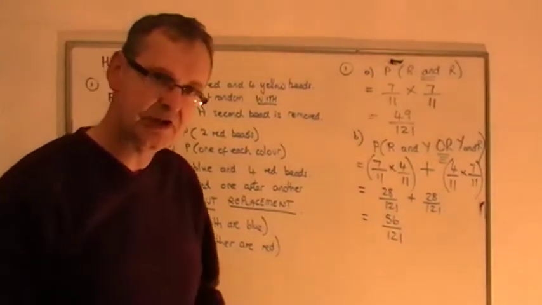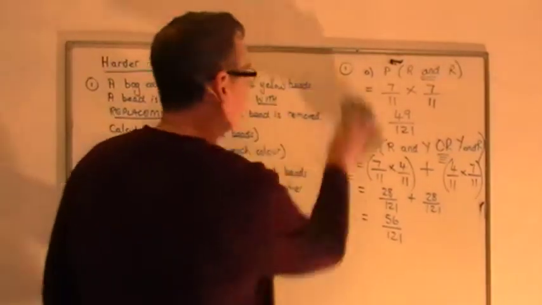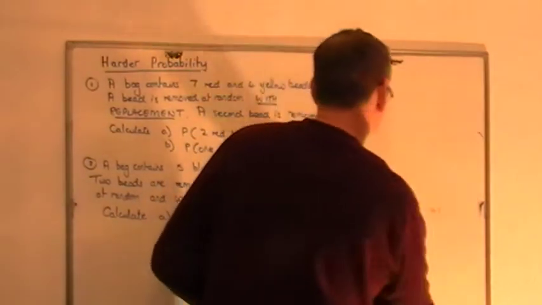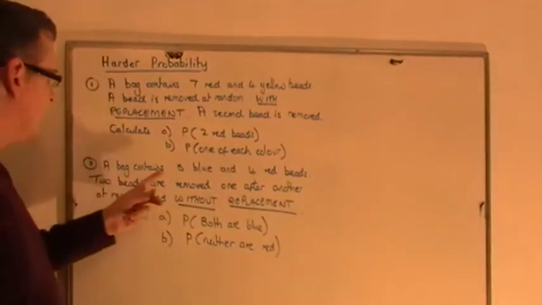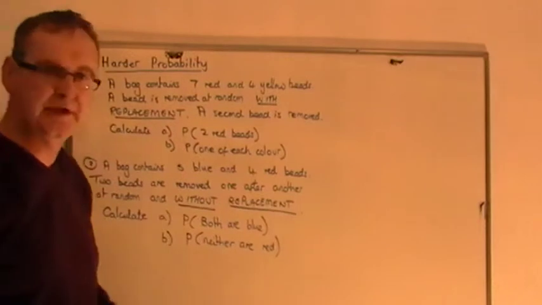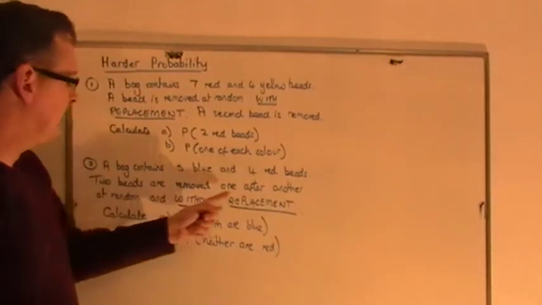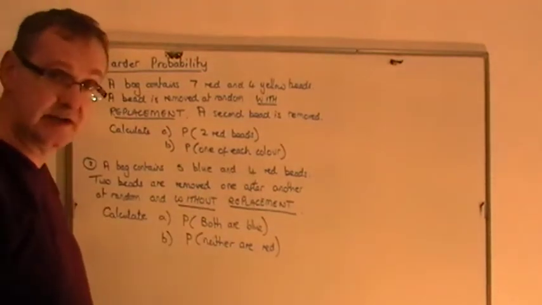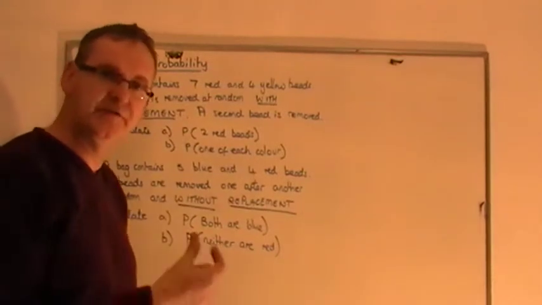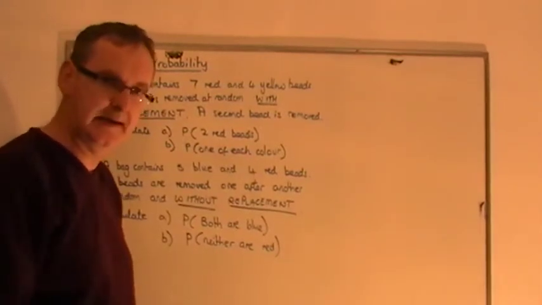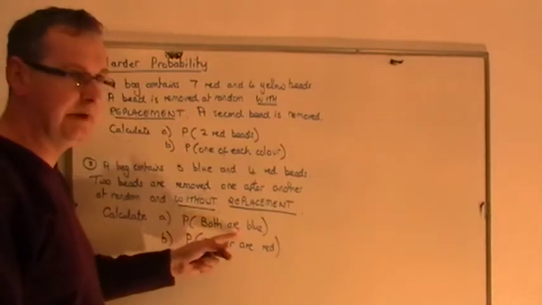Let's try question 2. Slightly harder, because I'll make some space for question 2. Here's question 2. It says, we've got a bag again. It contains 5 blue and 4 red beads. Okay, so there's 9 beads in total. 2 beads are removed one after another. Okay, same as before, but this time without replacement. In other words, the first bead is not put back in the bag. Calculate part A, probability of both of them being blue.